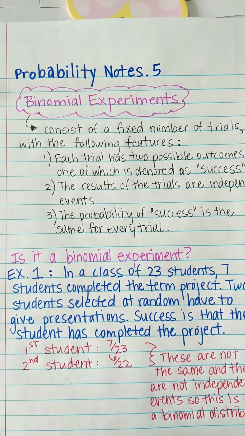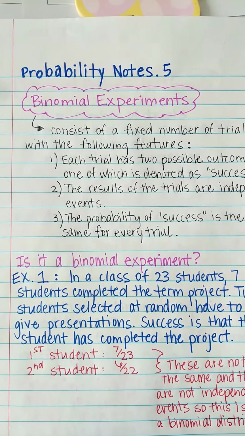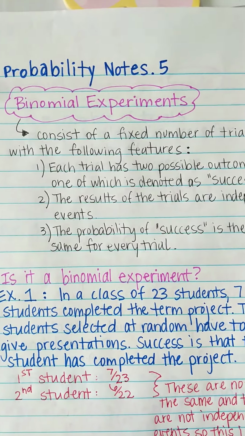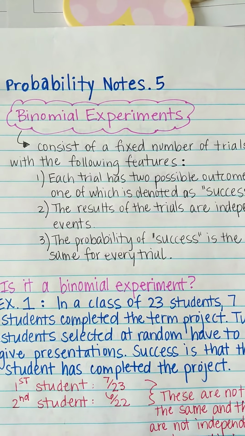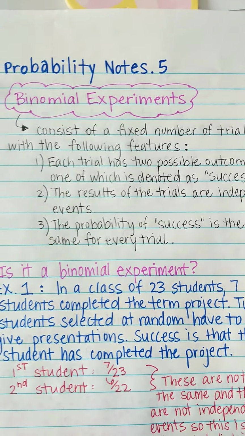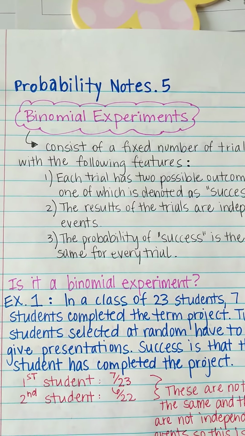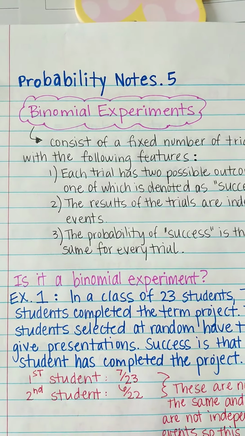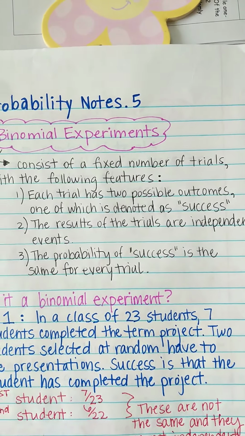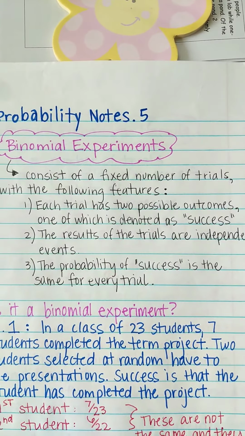Welcome back. The next part of probability we're going to talk about is binomial experiments. Binomial experiments are experiments that consist of a fixed number of trials with the following features. Each trial has two possible outcomes, one of which is denoted as success.